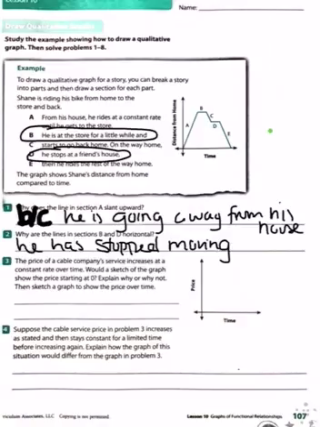Number three, the price of a cable company's services increases at a constant rate over time. Would a sketch of the graph show the price starting at zero? Explain why or why not. Then sketch a graph to show the price over time.